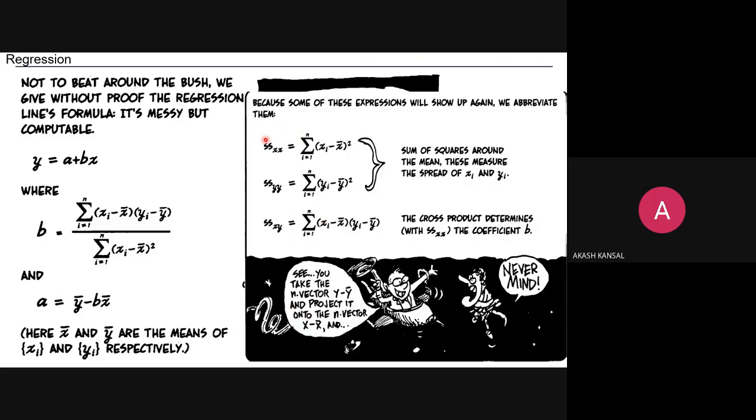Now, we define some expressions, which is the sum of squares around the means of x. The sum of squares around the mean of x is xi minus x bar squared, summed across all the values of x. Similarly, we have it for y as well, and the cross product is defined as xi minus x bar into yi minus y bar. So that will be SSxy, and we already know SSxx and SSyy. We'll be using these expressions later, so that's why we are defining them.